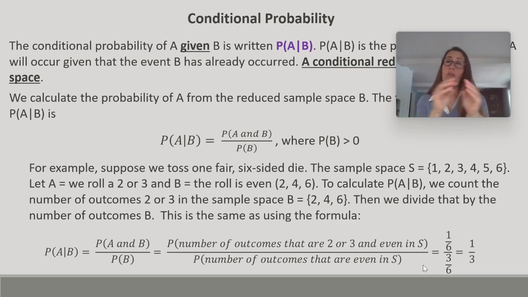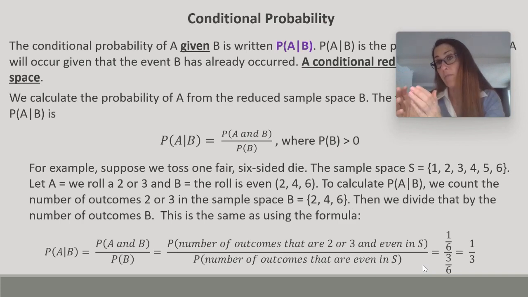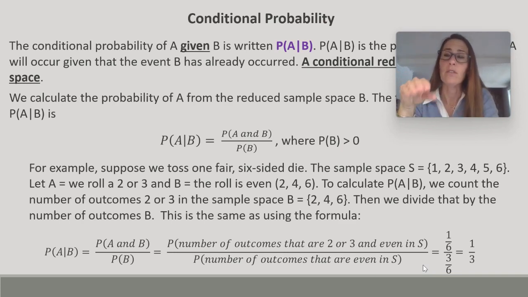So the first one, written in words, is sort of like figuring out what's just in A, reducing the sample space to B, so only taking A out of B. And then the formula uses A and B over B. You don't do it the same way, but you get the same answer.